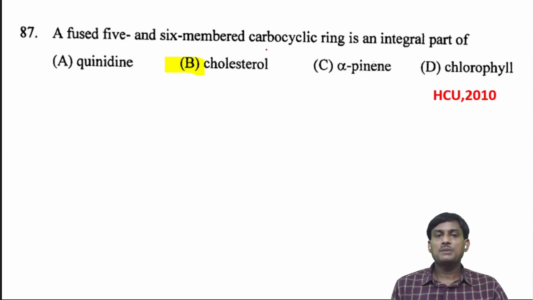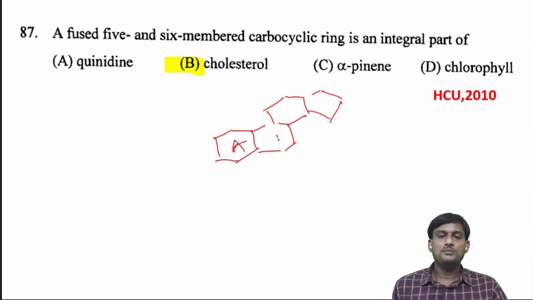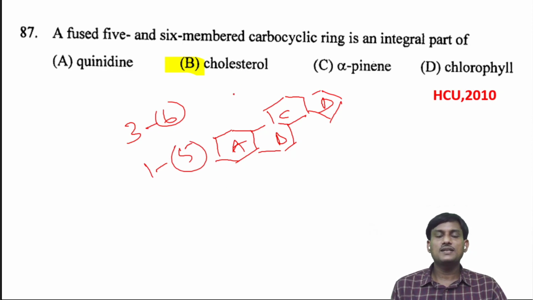A fused 5 and 6 member carbocyclic ring is an integral part of what? If you take steroids, there are 5 and 6 member rings. Here you have rings A, B, C, and D. We have 3 six-membered rings and 1 five-membered ring. So what is the example? Cholesterol, it's one type of steroid. In cholesterol, we have 6-membered rings and also a 5-membered ring. So this is the correct option. Thank you very much.